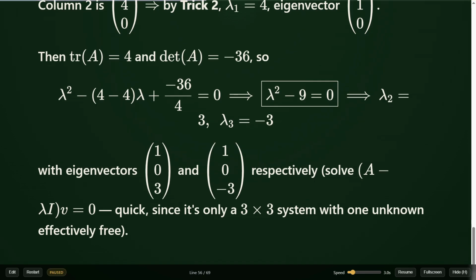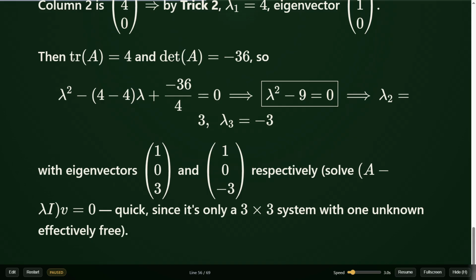We need to find out the eigenvectors, and you will observe that that job is also easy. When we consider 1 times the first column and 3 times the last column, we get the corresponding entries 3, 0, 9, which is 3 times 1, 0, 3 in case of lambda 2 equal to 3. And if we take the first column as 1 and the last column as minus 3, then we get the resultant vector minus 3, 0, plus 9, which is minus 3 times 1, 0, minus 3.